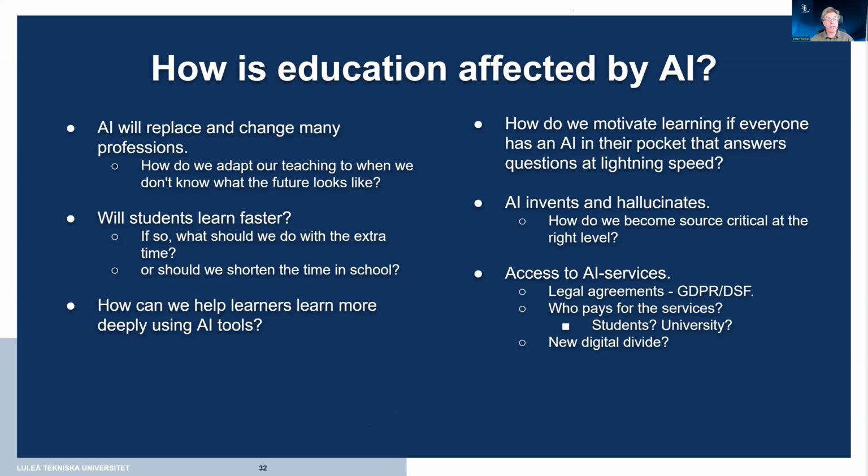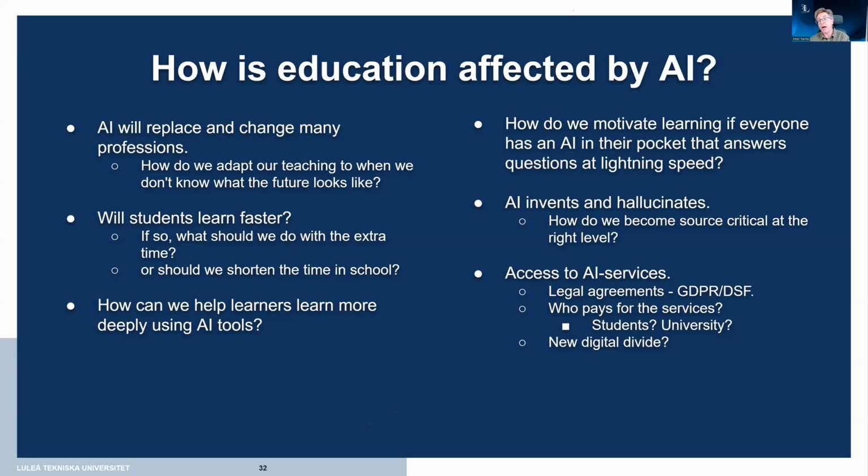Some researchers also claim that students will learn faster using AI tools. So what if we then have different time spans here, so that some students go through programs quicker, others slower? And how can these tools help the learners learn more deeply? Deep learning is really important here, so they actually remember something.